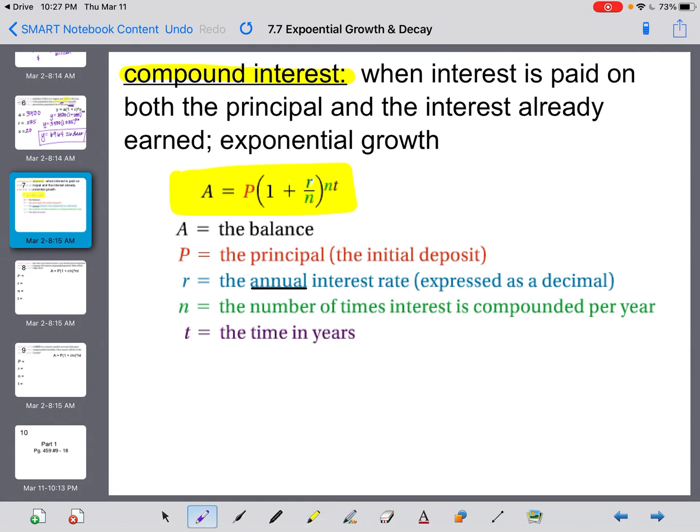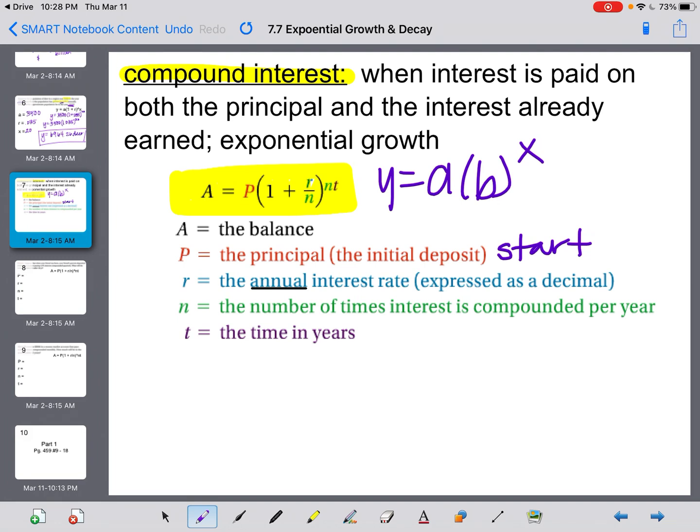So this is almost the same as our y equals A times B to the X. There's just a little bit more to it. So A is our balance, P is the principal, which is the initial amount or the amount you start with. R is the annual interest rate expressed as a decimal like we were doing before. Now, annual means what percent you pay each year. And then the N is the number of times that interest is compounded per year. And T is time in years.